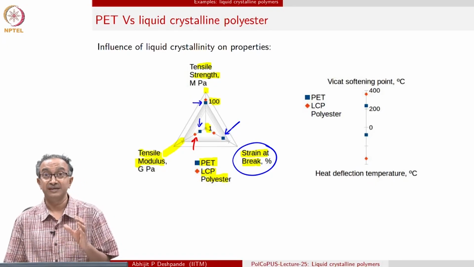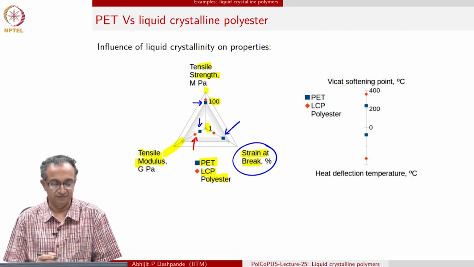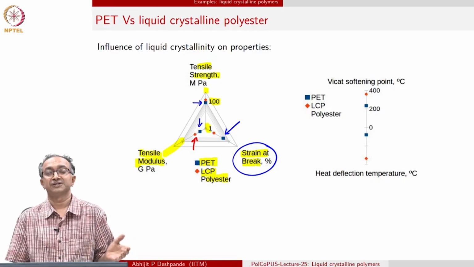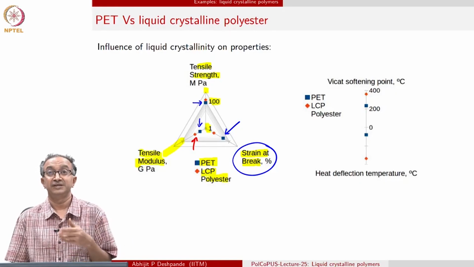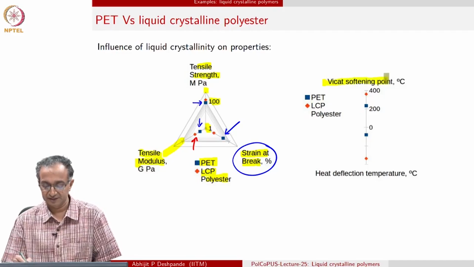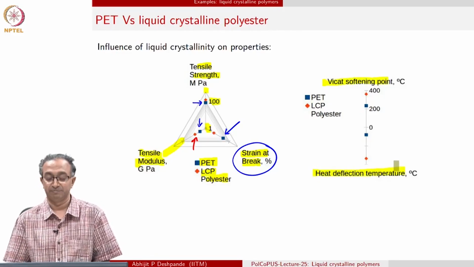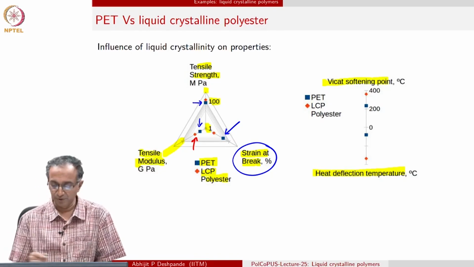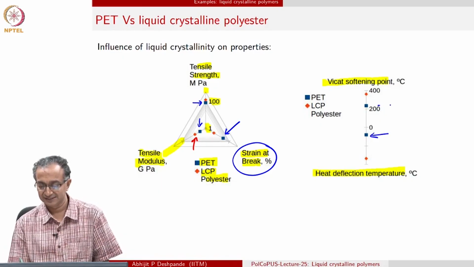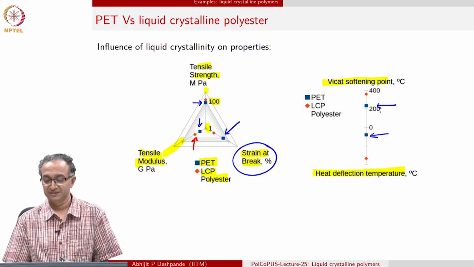You can also look at the thermal response of it, and we have already seen that instead of looking at glass transition temperature as a transition, for many engineering applications people look at the Vicat softening point or the heat deflection temperature, and in both cases you can see that PET is much lower compared to the LCP transition points.